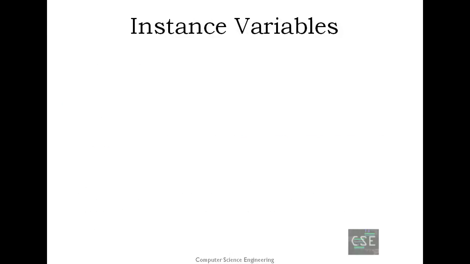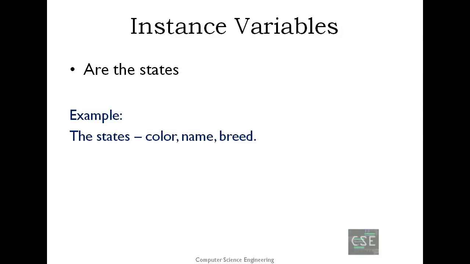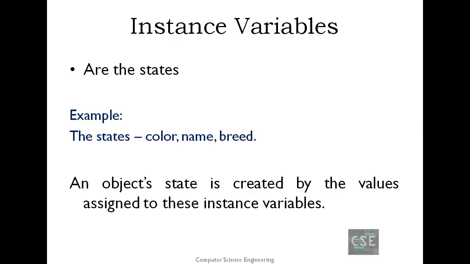The last one is the instance variables. Each object has its unique set of instance variables. An object's state is created by the values assigned to these instance variables.